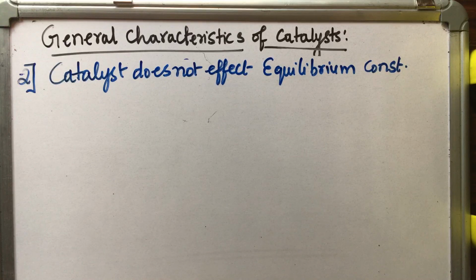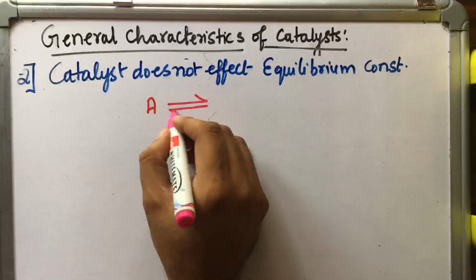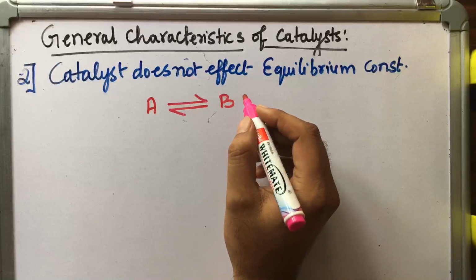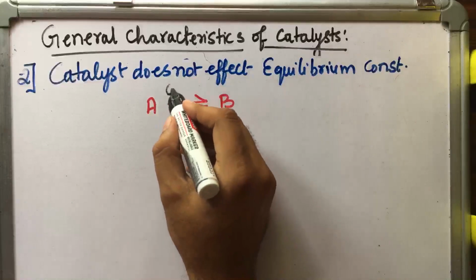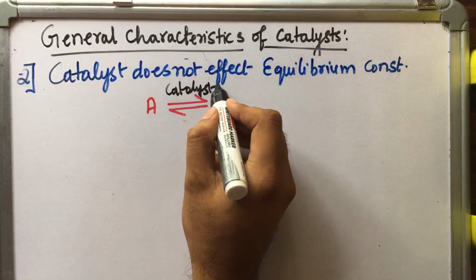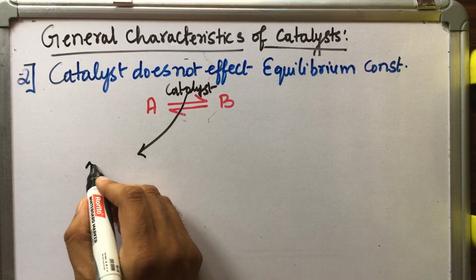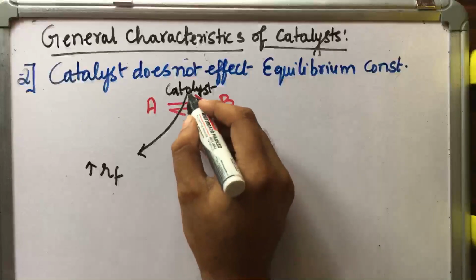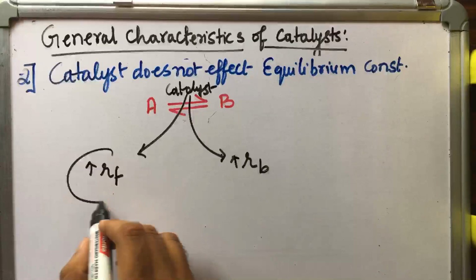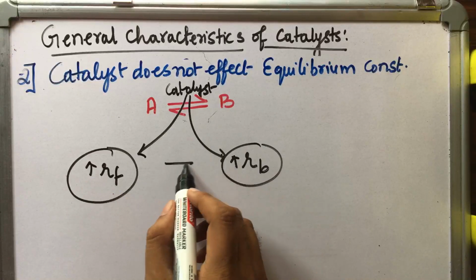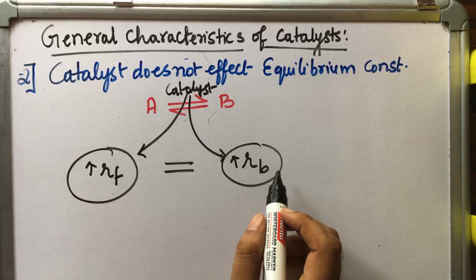Now to explain this, say you have a reactant A which reversibly gets converted into B. Is it clear, students? Now say that for this reaction a catalyst is being used. The catalyst which increases the rate of the forward reaction will increase the rate of the backward reaction also, and the increase in both would be done equally.